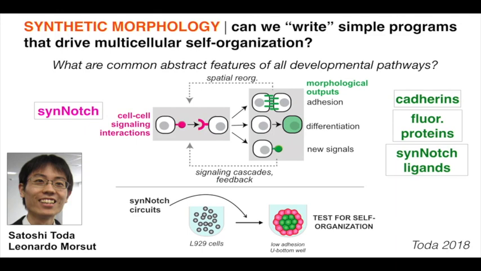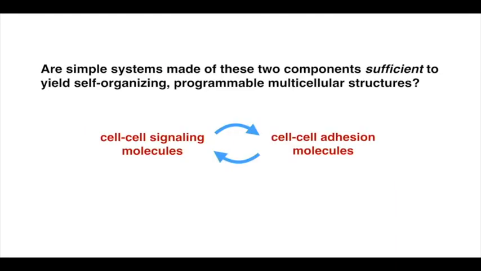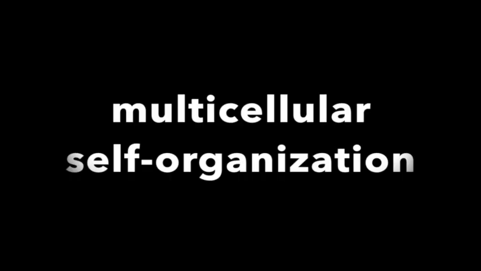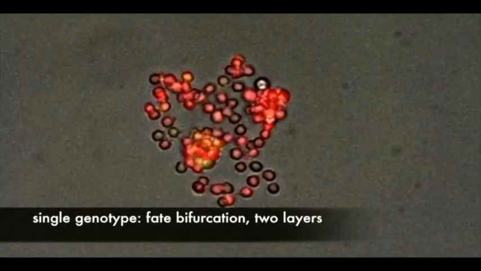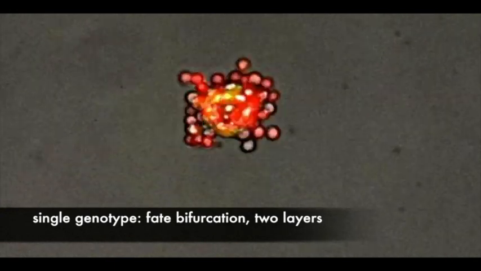And then we asked, do we start seeing self-organization? At the core of these questions is, can we make very minimal systems that are made of only these two components, cell signaling and cell adhesion, that regulate one another? Is that sufficient to give you programmable multicellular structures? I think the answer is yes. We were able to get a lot of different kinds of structures relatively easily. Most everything formed really quite interesting things, and shown here are just a few examples.